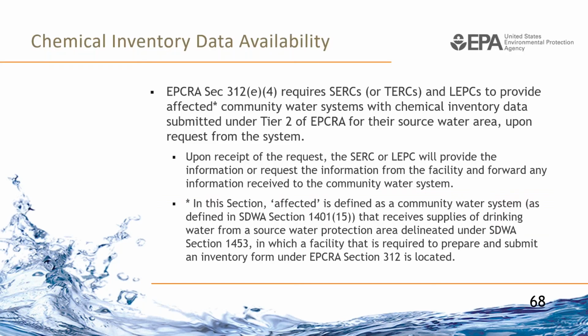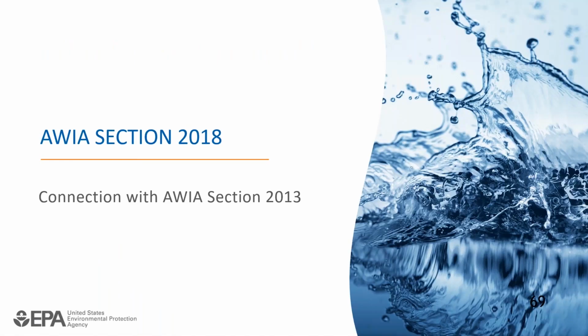So this is a beneficial change for the water sector because in absence of this provision, access to Tier 2 chemical inventories was subject to interpretation by the CERC, TURC, and LEPC, and water utilities weren't always successful at obtaining this data without resorting to extensive measures. Okay, so that's AWIA Section 2018.